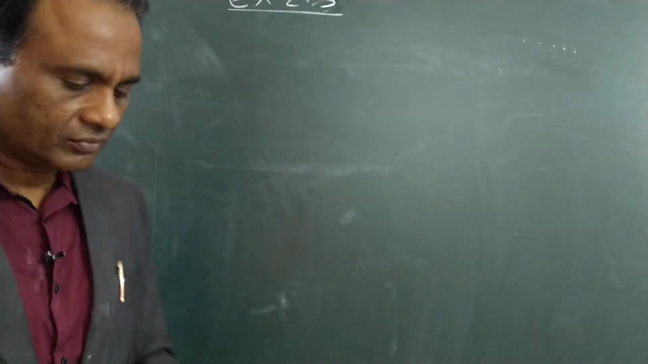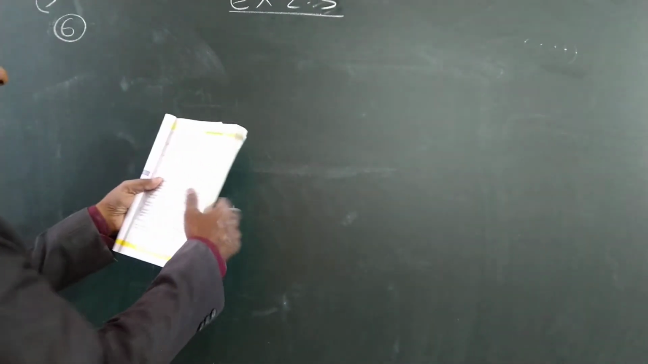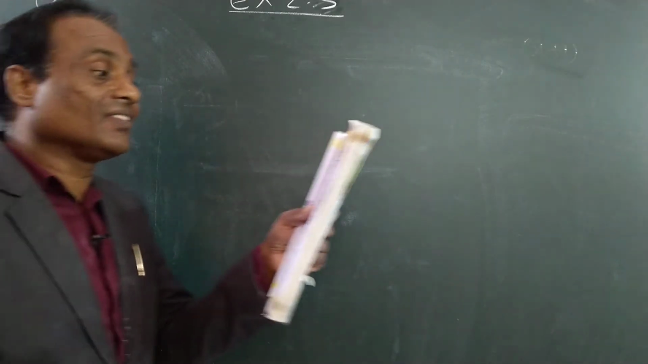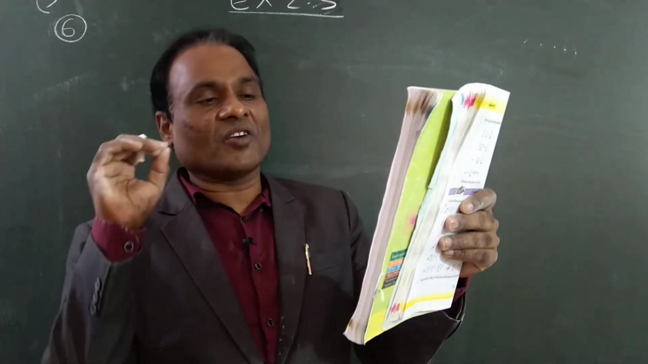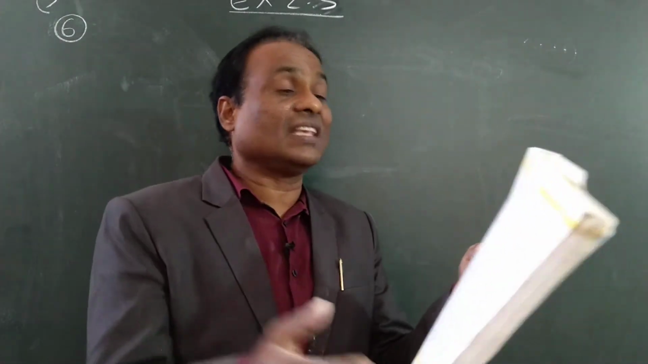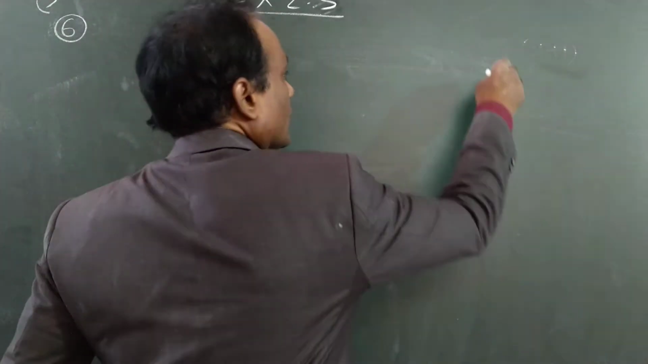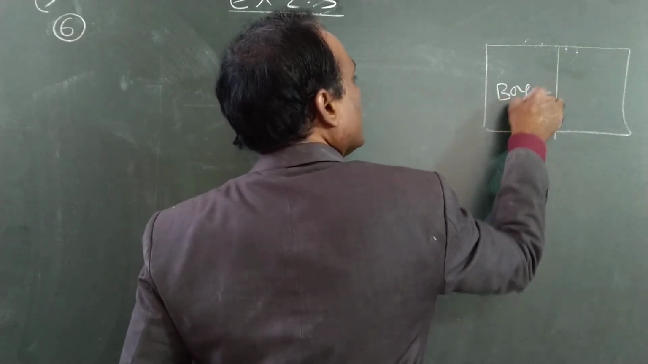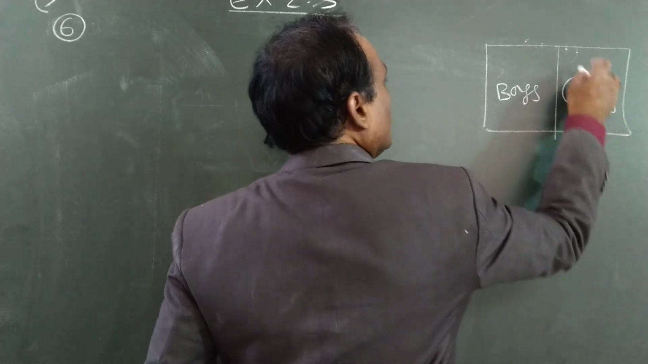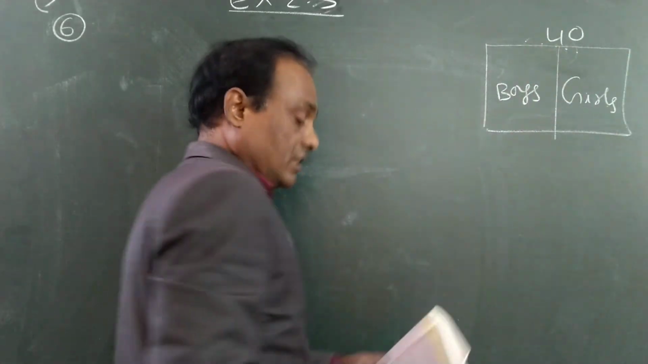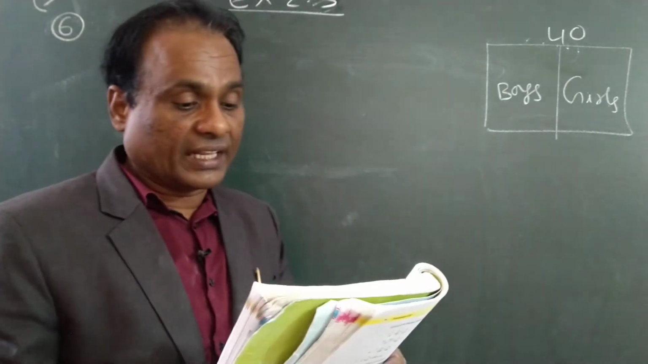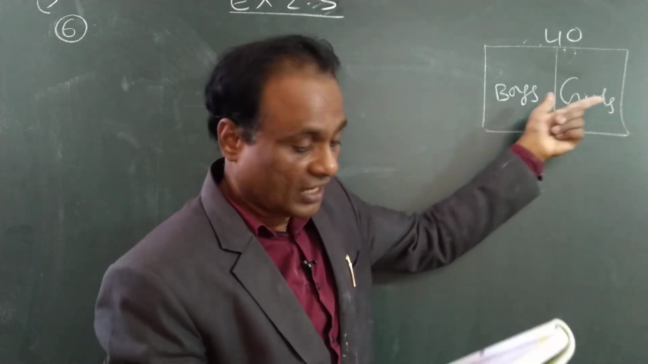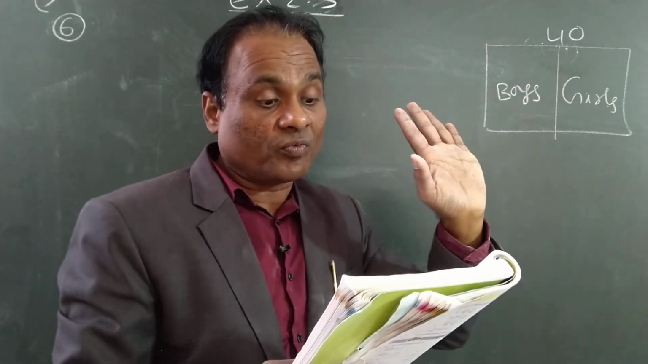See here. Sixth question. In a class of 40 students, number of girls is 3/5 of the number of boys. Find the number of boys in the class. See, there is a class, there are boys and girls. Total number of students in the class is 40. There are some boys, some girls. So find the number of boys in the class.